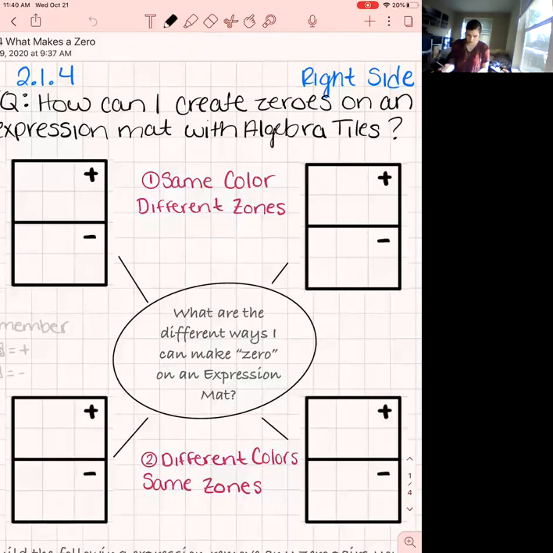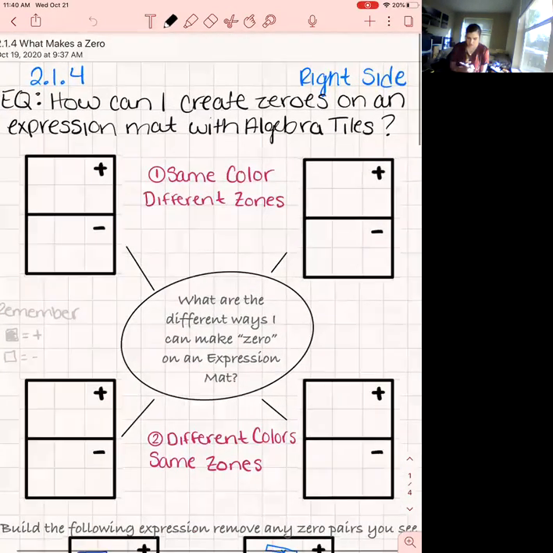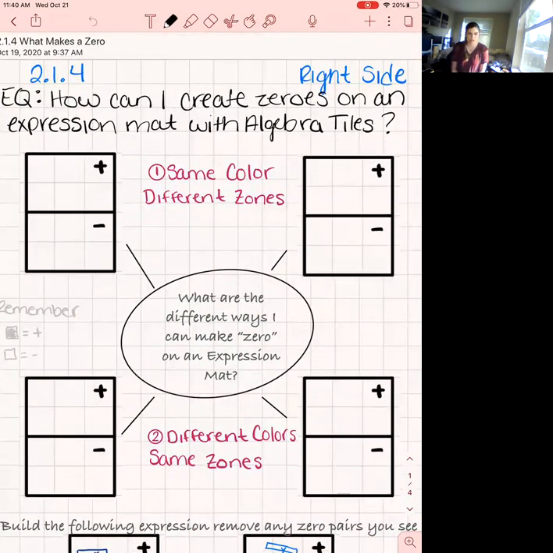All right, here are your notes. We are on unit 2.1.4. It is what makes a zero. Your essential question is, how can I create zeros on an expression mat with algebra tiles?